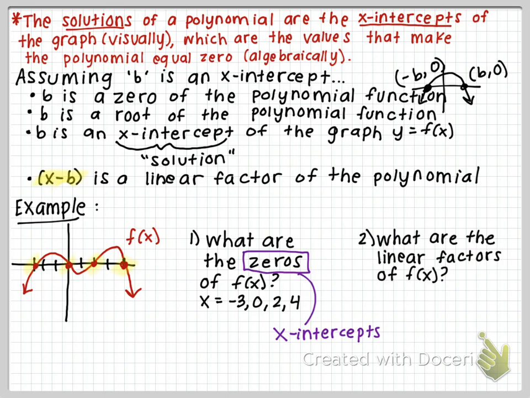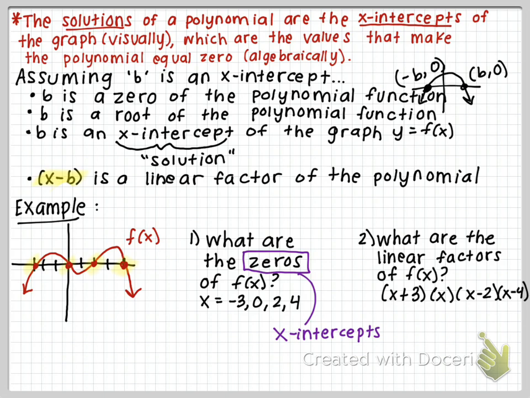What are the linear factors of f of x? Remember what I just said up here about x minus b being a linear factor? We're going to do the same thing. The first linear factor is x plus 3, because this is a -3, and when we put it as a linear factor, we take the opposite sign. So instead of x minus 3, it's going to be x plus 3. Now this, we could say x minus 0, but x minus 0 is just x, so I'm just going to put an x there. x minus 2 is the next one, and then x minus 4.